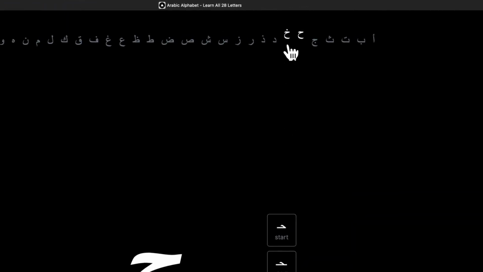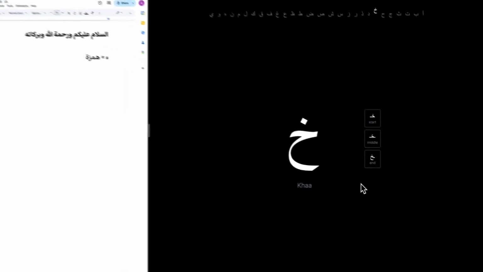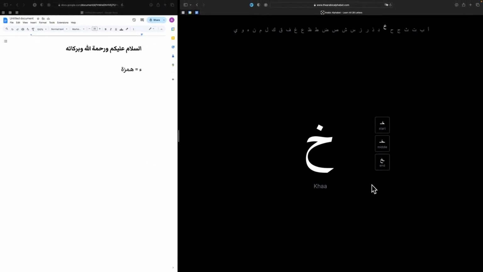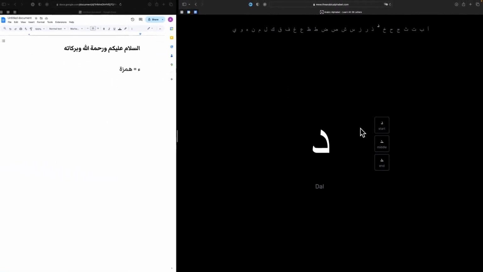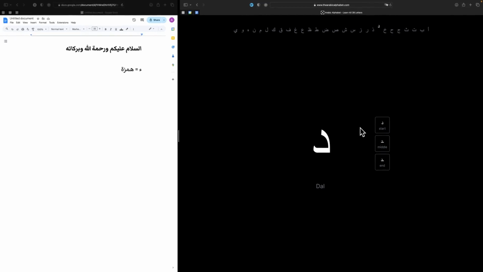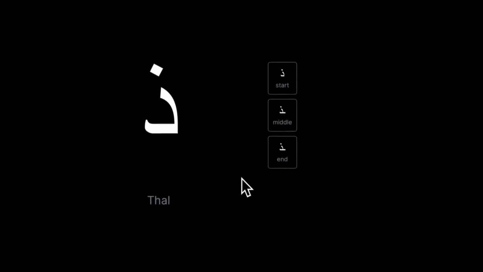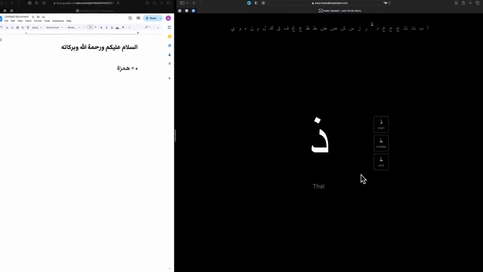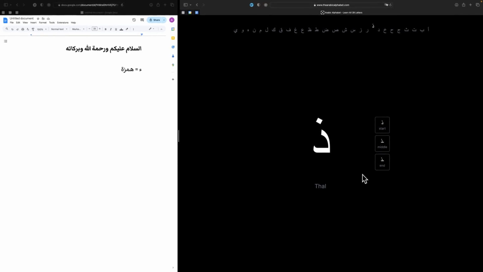Okay, so next is Khaa. So it's a Ha with a dot on top of it. Next is Dal, which is equivalent to the letter D in English. The following one is Dhal, which is equivalent to the sound that you would hear in the words the, this, that.